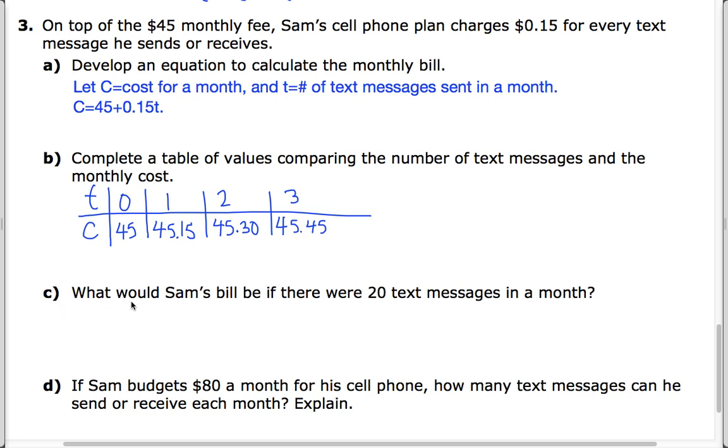So hypothetically speaking, what would Sam's bill be if there were 20 text messages sent in a month? So if we know that it's a $45 cost automatically, and then it's 15 cents per text message times the number of text messages, which is 20, we can calculate it like this. So it's $45 plus it's going to be an extra $3 for those text messages for a total of $48.